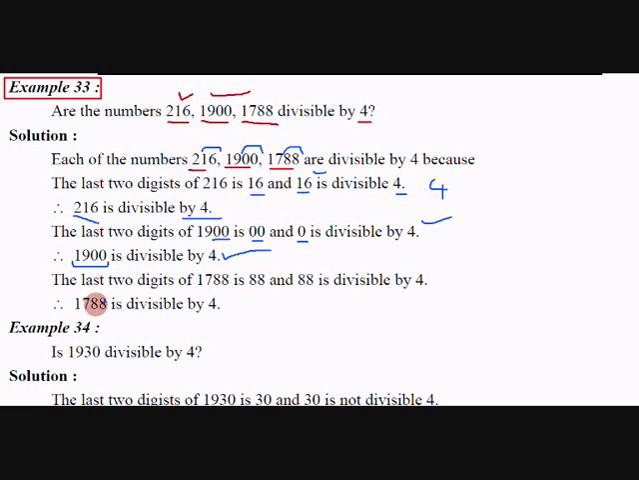The final one, 1788, the last two digits is 88. So 88, is it divisible by 4? Yes, 88 is divisible by 4, 22 times. Therefore 1788 is divisible by 4. Okay, that's how we come to decide whether the number is divisible by 4 or not.